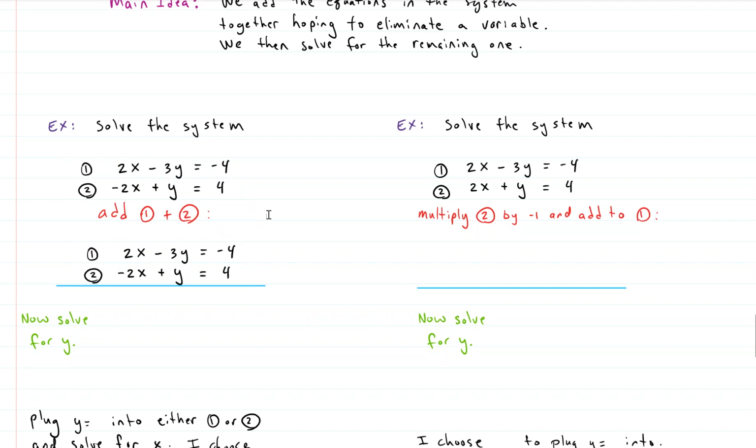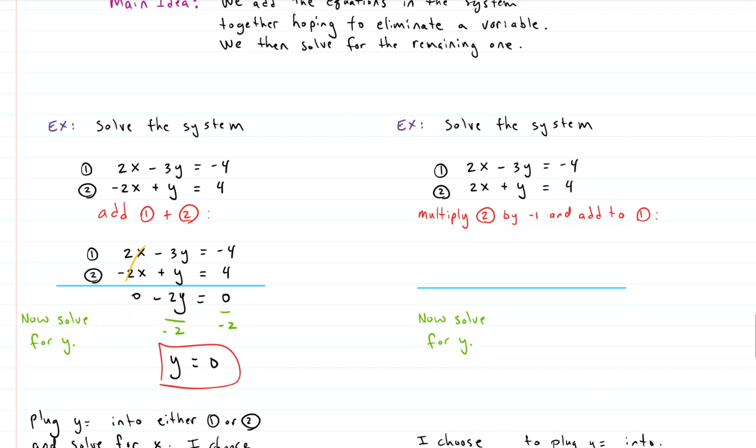There we go. So when we add, the x's drop out. So we get 0 here. And we have -3y and positive y, which gives us -2y. And we have a 0 right there. We can then divide by -2 on both sides. And we get y equals 0 over -2, which is just 0.